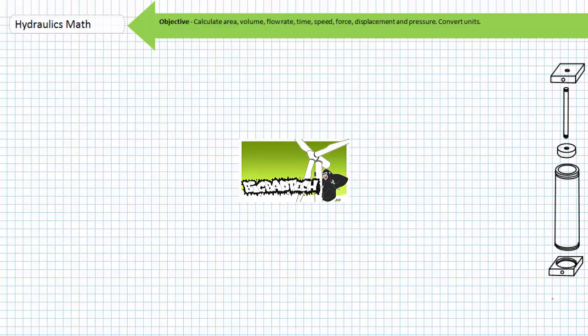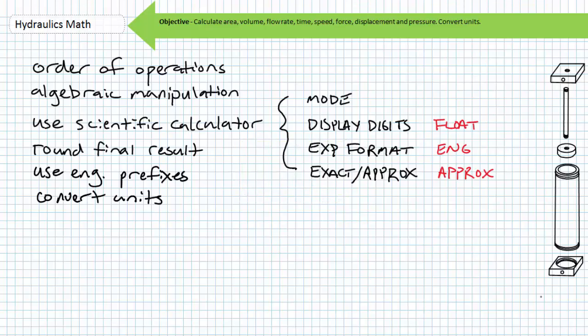The contents of this lecture operate under the presumption you can perform the following tasks. Use the order of operations for manual calculations. Algebraically manipulate an equation to solve for an unknown value. Set up your scientific calculator such that it displays numbers in a usable format. If you're using a TI-89 Titanium Edition graphing scientific calculator, my recommendation is to set it up in the following fashion: Display digits, float. Exponential format, engineering.